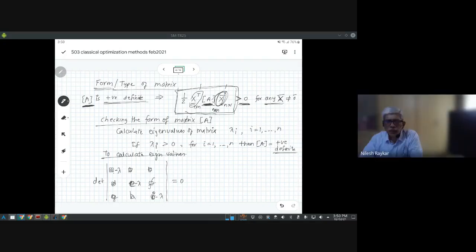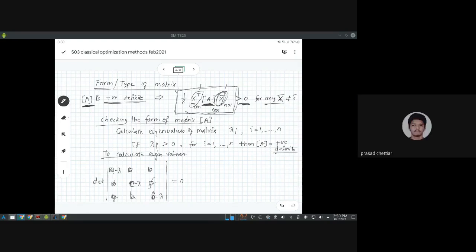Okay, sir. So you can take that vector in terms of variables, as y1, y2, y3 up to yn. Then calculate this product, and you'll get some function in terms of y1, y2, yn. If you can prove that the function can never be negative, then you can prove that this is positive definite. Okay, got it, sir. That is possible. Fine, sir.